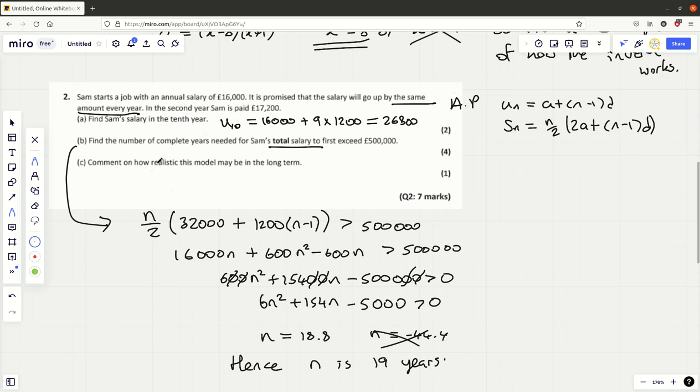500,000. Comment on how realistic this model is in the long term. They just want a sensible comment in the context of the question here. I'd probably say something along the lines of, well, I wish my salary went up 1,200 quid every year. I really, really do. Salaries tend to reach a ceiling.